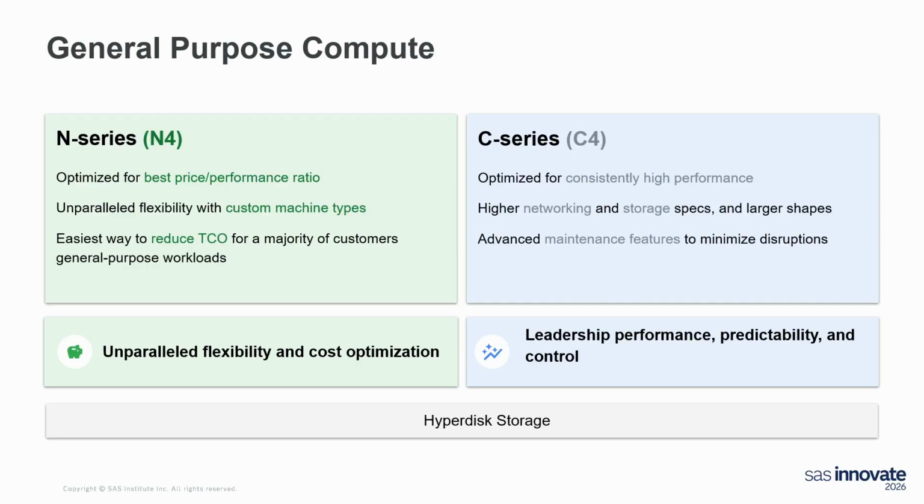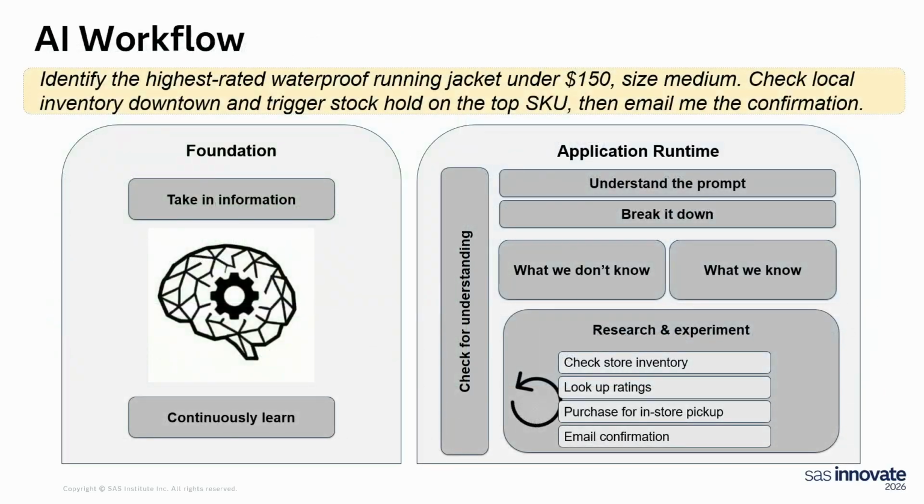look at C4. Customers say to me, well, why don't we just get a standard-sized compute node and then attach a GPU? Couldn't we attain more? And my answer is not necessarily, right? So at Google, we like to take a step back and tell a story about AI workflows. And here's a sample one. I might be in the market and I need to get a high-rated waterproof running jacket, under $150, let's say. I wear a size medium, and I want to check the local downtown store, see if they have what I want in stock, make sure it's well received by the public, and then reserve it, buy it, and send me the confirmation, right?